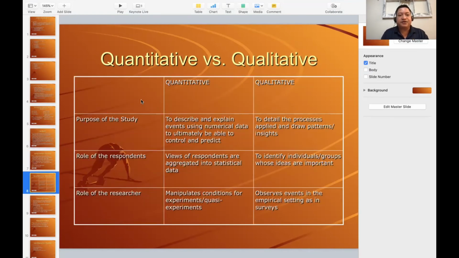Next. So these are the characteristics of quantitative versus qualitative. You see, the purpose of study of a quantitative research is to describe and explain events using numerical data to ultimately be able to control and predict. So it uses numbers. It's measurable. The variables are measurable. Under qualitative, to detail the processes applied and draw patterns and insights. So sometimes it's hard to measure because it does not use numbers, so you have to use qualities like honesty, patience. Those are data that cannot be assigned with numbers and measured, okay?